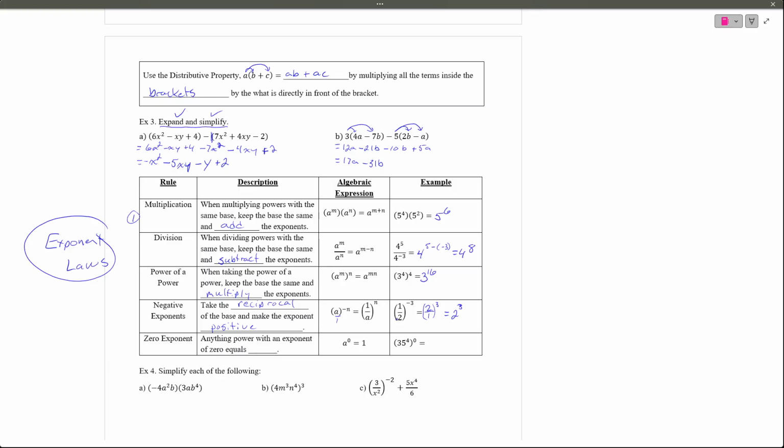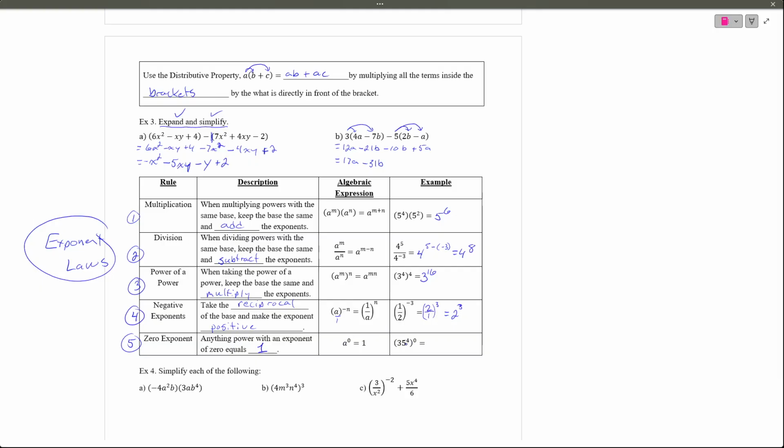All right, the last one. Zero exponent. Sorry, I forgot to write our rules out. This is rule 2, this is rule 3, rule 4, and finally rule 5. Our zero exponent. Anything to the power of 0 is always equal to 1. So a to the power of 0 is equal to 1.